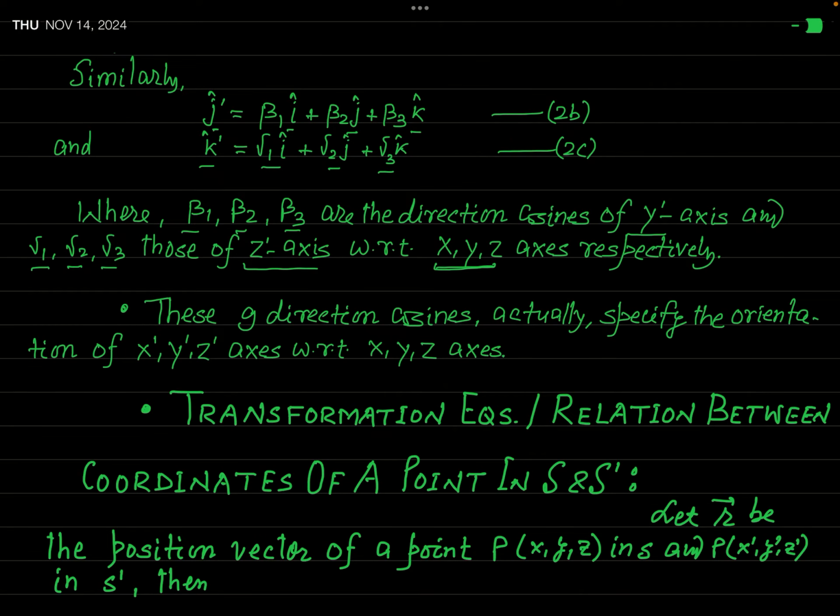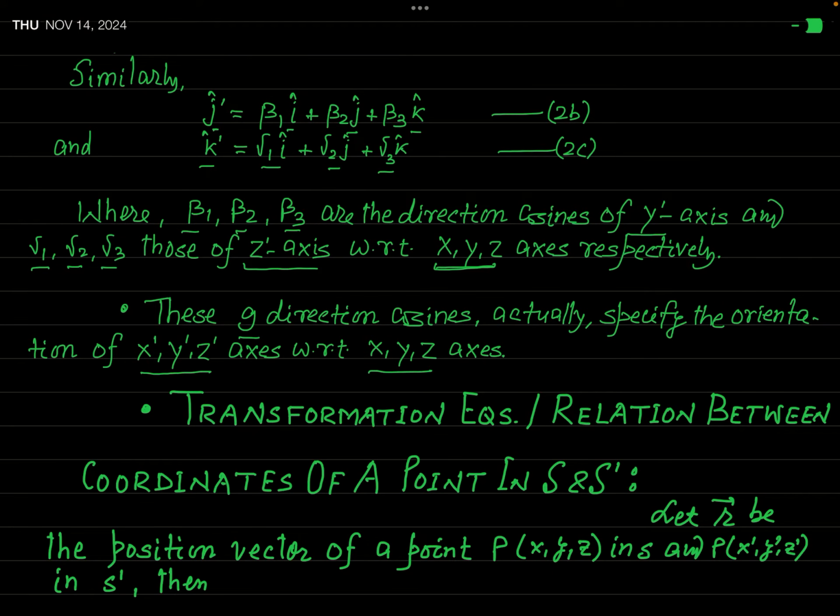So among these three equations where you have expressed i dashed, j dashed and k dashed in terms of their direction cosines with respect to the space coordinate axes, you can see there are actually 9 direction cosines. 3 are alphas, 3 are betas and 3 are gammas. Okay, actually all these 9 direction cosines specify the orientation of x dashed, y dashed and z dashed axes with respect to x, y, z, which I have told you earlier.